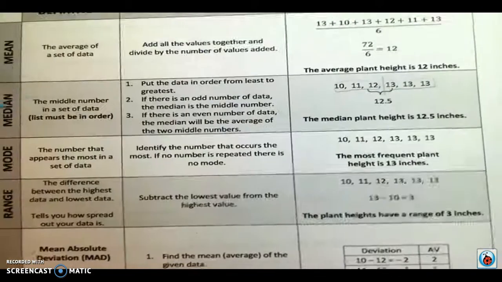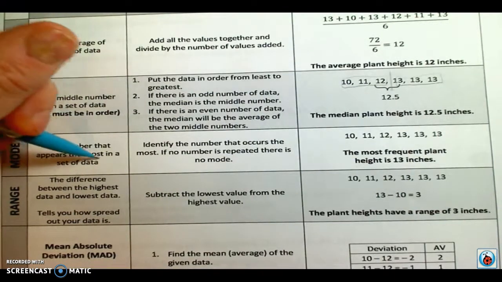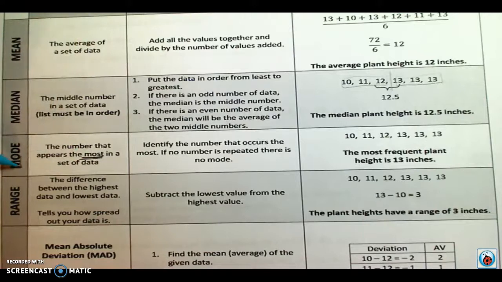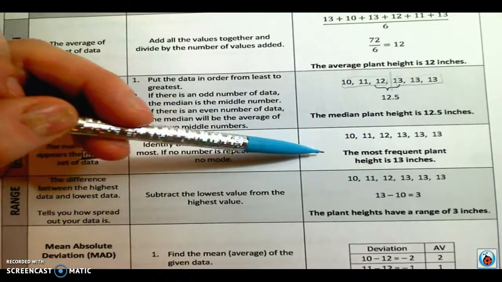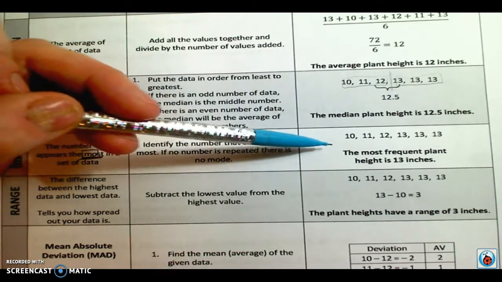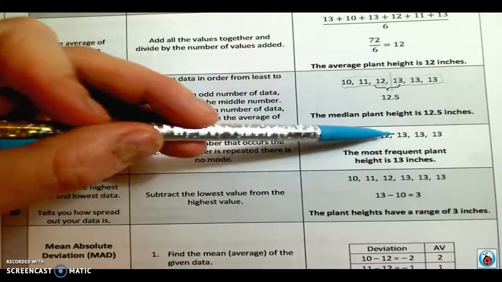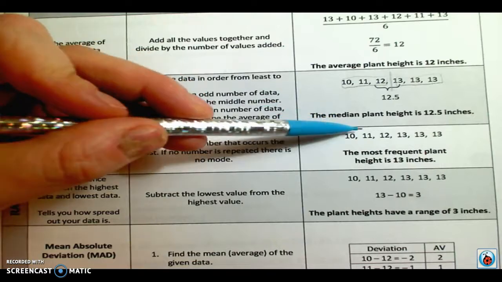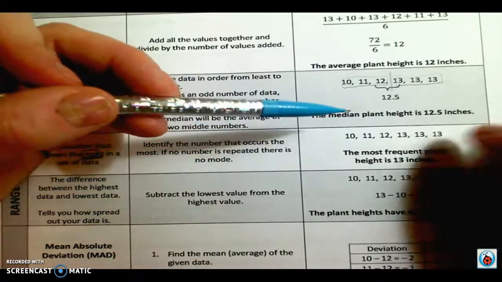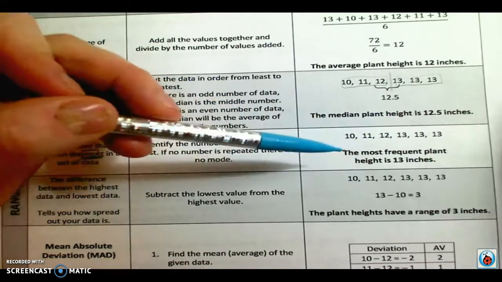Mode is most. That's your key phrase. Mode, M-O, M-O. Basically, which number occurs the most? You can have 2 modes. However, basically, you're just looking for which values repeat the most often. So, for example, if I took off this 13 and made it a 12, then I could say that my mode is 12 and 13.